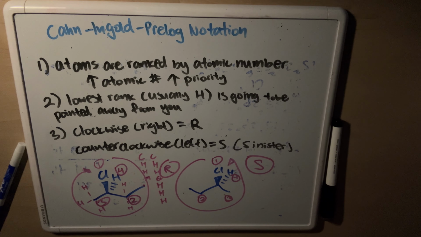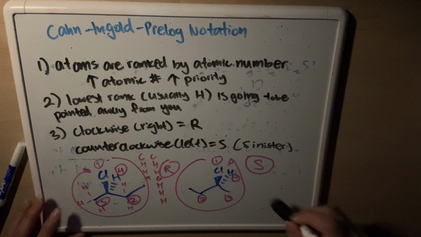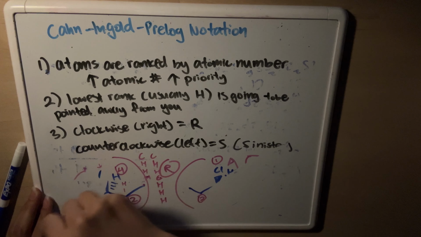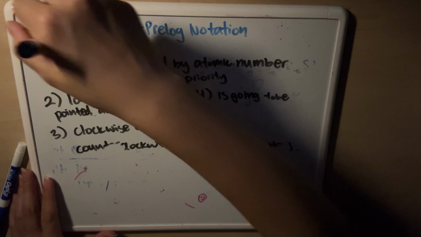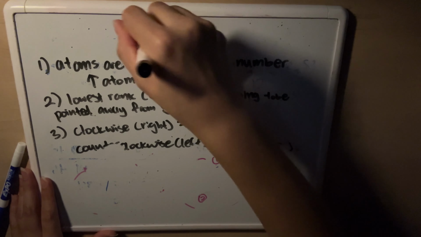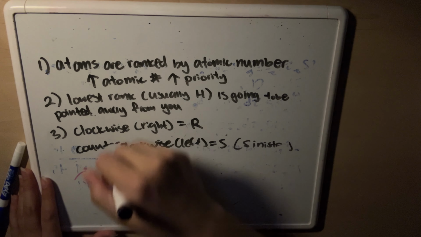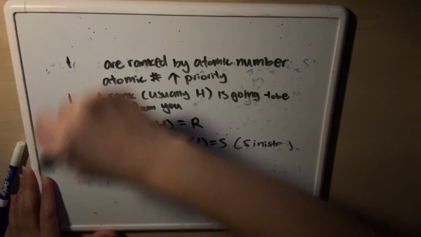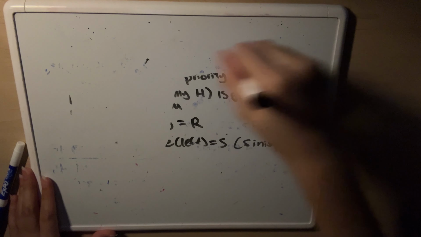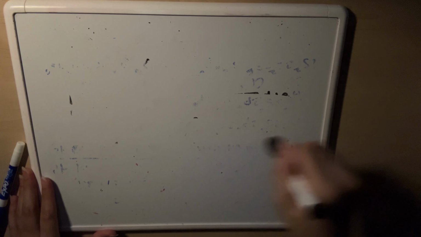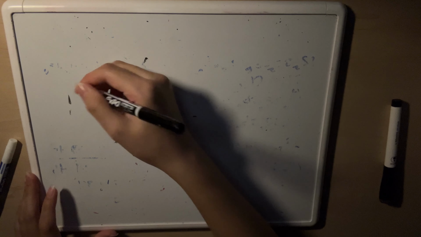Okay. Now we can also have multiple chirality centers. This is going to take a while to erase. I hope you guys remember the rules for the rank numbers. I'll show you what I mean by multiple chirality centers.